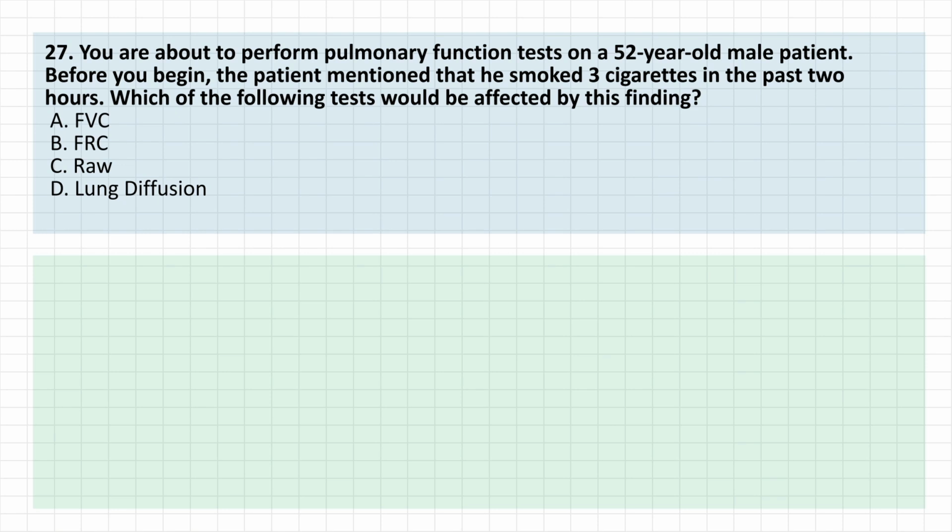27. You are about to perform pulmonary function tests on a 52-year-old male patient. Before you begin, the patient mentioned that he smoked 3 cigarettes in the past 2 hours. Which of the following tests would be affected by this finding? A. FVC. B. FRC. C. RAW. D. Lung diffusion. The correct answer is D.